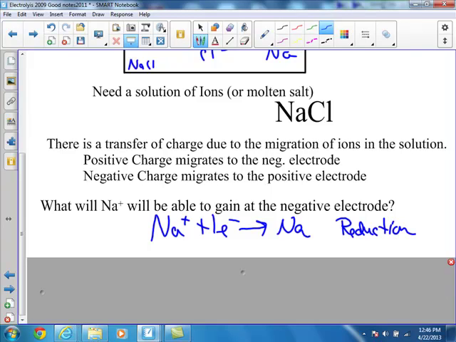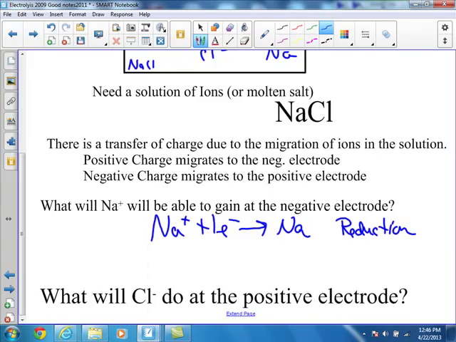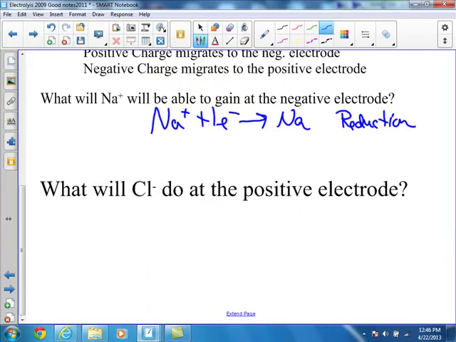So what's going to happen on the other terminal? What will the chlorides do at the positive electrode? What are they going to do? They're going to lose electrons, and it becomes Cl2, which means you need two of these to lose electrons. So what's that? That would be oxidation.